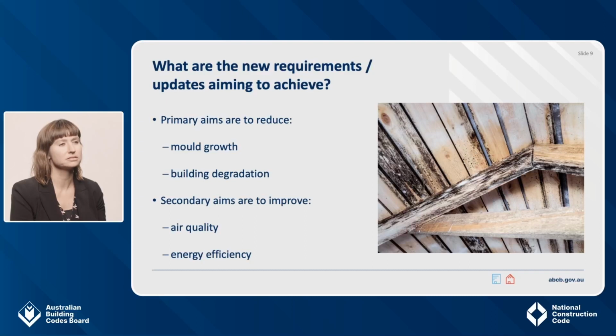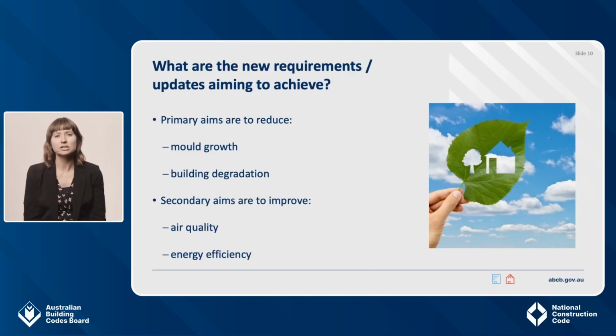The second primary reason is because condensation and the resulting mould growth could also degrade building elements and may need to be replaced in the future if the structure becomes unsafe. What you see in the image here are a few timber elements rotting in the roof structure. Regulating condensation is also linked to a range of secondary benefits. Some are listed here, such as air quality and energy efficiency.